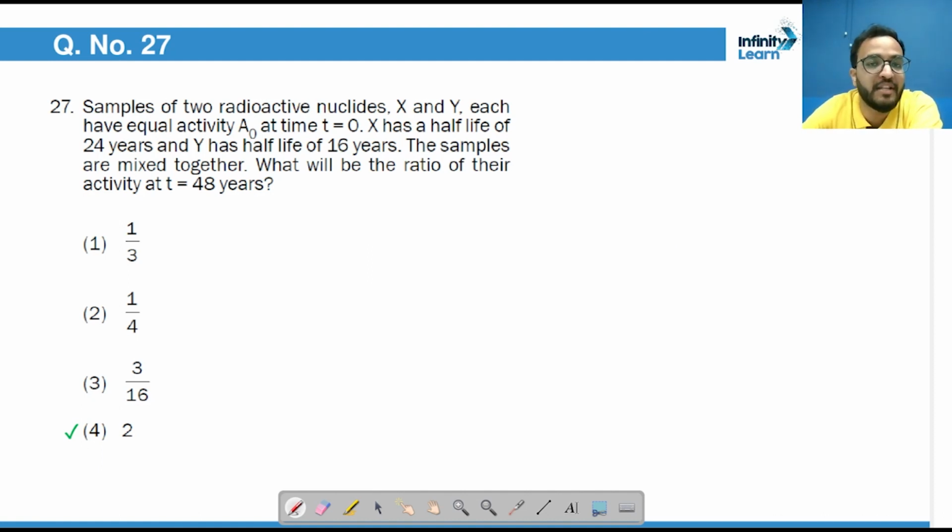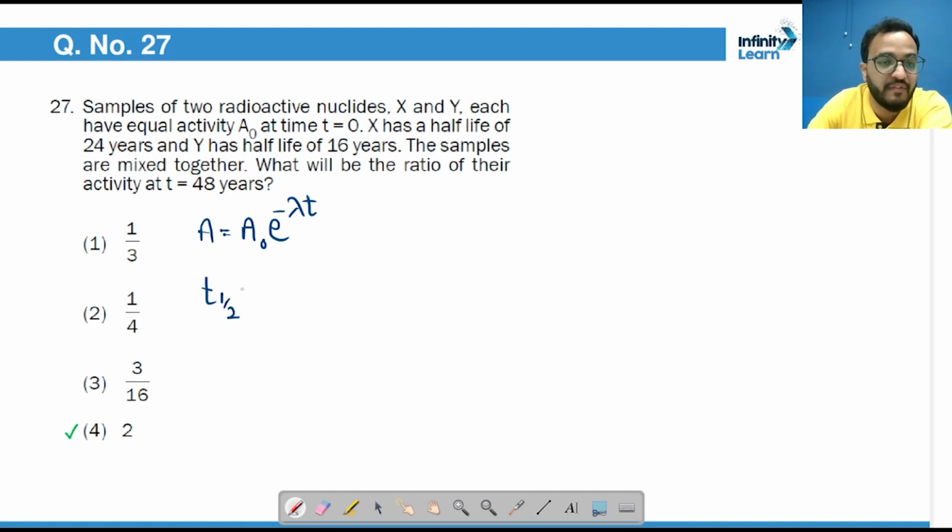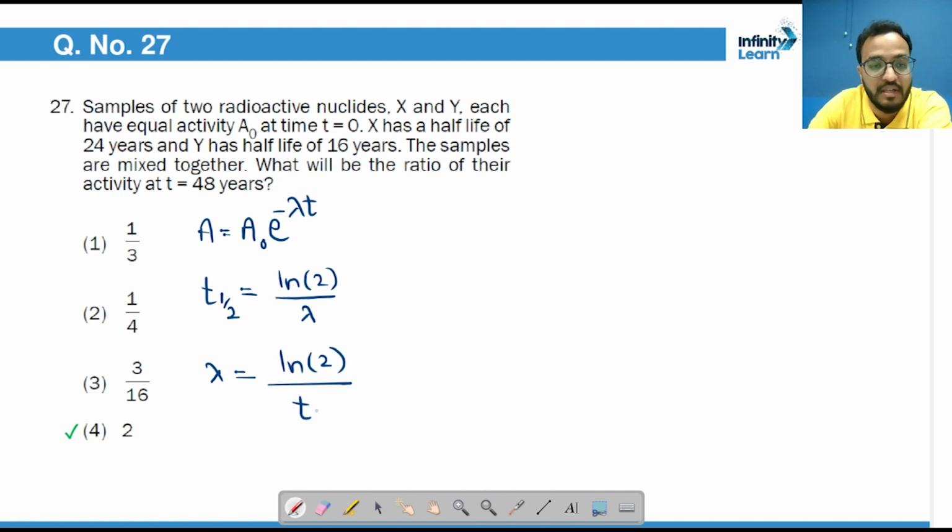Now question number 27. This is also based on the concept of half-life. Samples of two radioactive nuclides X and Y each have equal activity. Now we know this formula: A equals A naught e to the power minus lambda t. And we also know that T half equals ln2 by lambda. This is known to us. So what is lambda? It is ln2 upon T half.